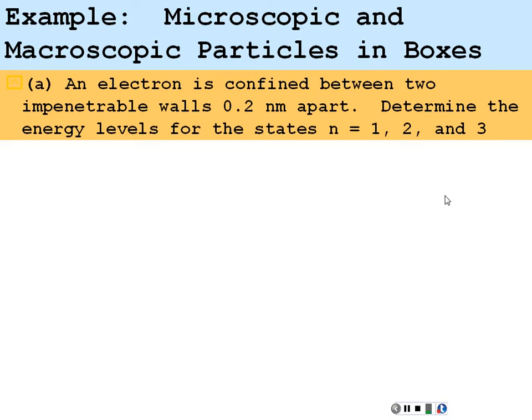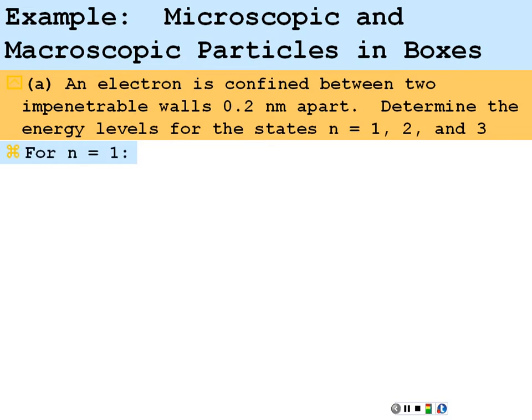Let's look at an example of microscopic and macroscopic particles in boxes. An electron is confined between two impenetrable walls, 0.2 nanometers apart. Determine the energy levels for the states n equal 1, n equal 2, and n equal 3.